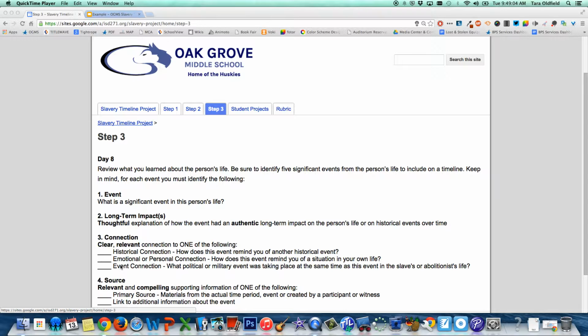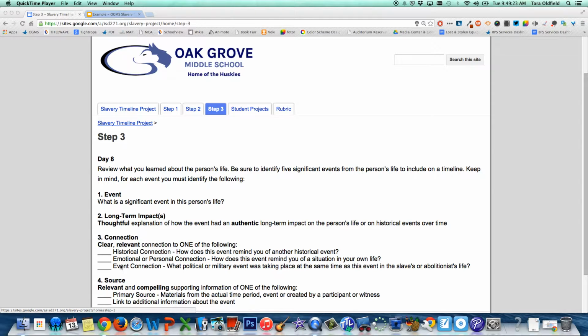Now remember, you don't need all 3. You just need one for each of the events, each of the 5. So you'll have 5 connections. They don't all have to be personal connections. They don't all have to be historical connections. They can be a combination of all of them, or any of them.